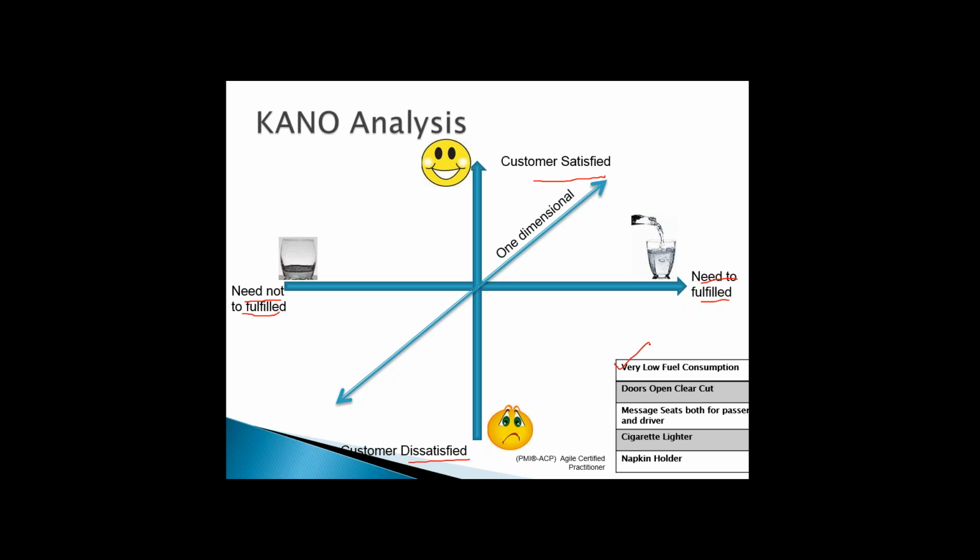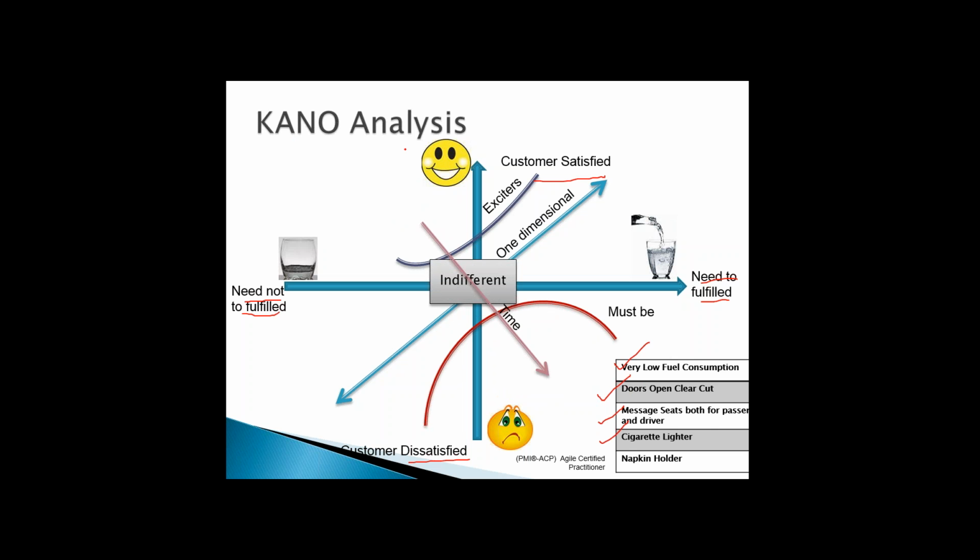Doors don't open clear cut. That is going to be your dissatisfier. You'll be dissatisfied if the doors do not open clear cut. So in this way, you can classify all of these different user stories on this kind of a graph, which is called Kano analysis. Must-have features, exciters. You need to also look into the time and all that.